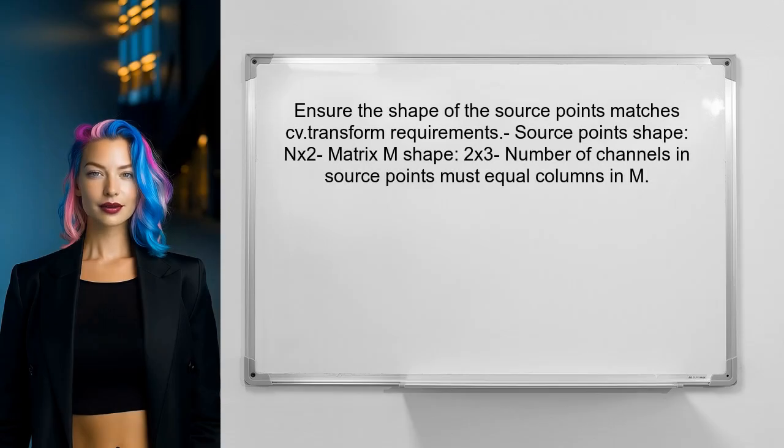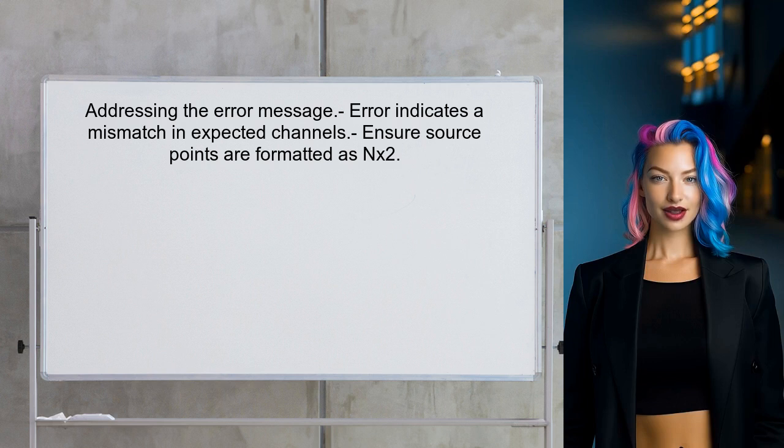Next, the user needs to ensure that the shape of the source points matches the requirements of the cv.transform function. Specifically, the number of channels in the source points must equal the number of columns in the matrix M. The user should also note that the error message indicates a mismatch in the expected number of channels. This means that the source points should be formatted correctly before passing them to the cv.transform function.